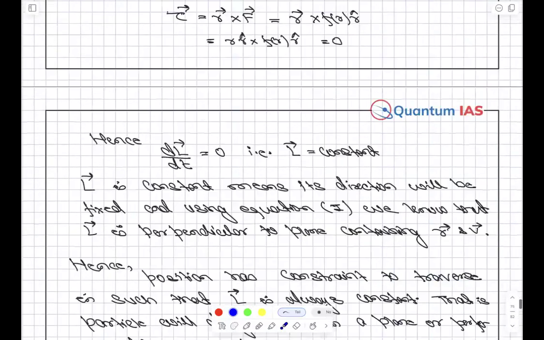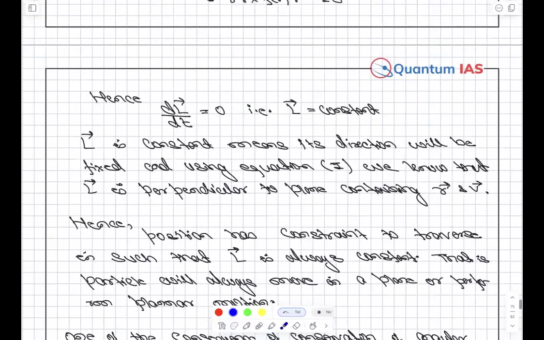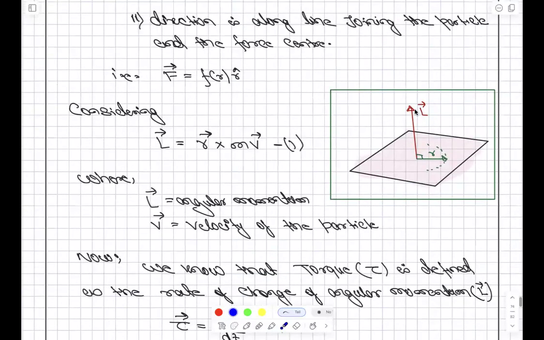So what will happen here? दो कैसे इसको स्टेटमेंट वाइज लिखेंगे? That means if L is conserved, L is constant, that means its direction and magnitude will be fixed. If this direction is fixed and it is perpendicular to R and V, देख रहे हो यहाँ पे R cross V cross product है, that means L is perpendicular to R as well as V.